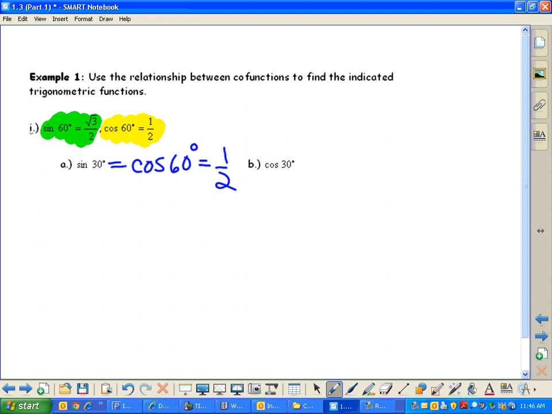Let's do it again. Part B. The cosine of 30, based on today's lesson, is actually equal to which trig function up there? Good, Richard? Yep. The sine of 60. Very good, Richard. And that is now equal to the square root of 3 over 2. So that's how you could use cofunctions to evaluate some trigonometric functions.